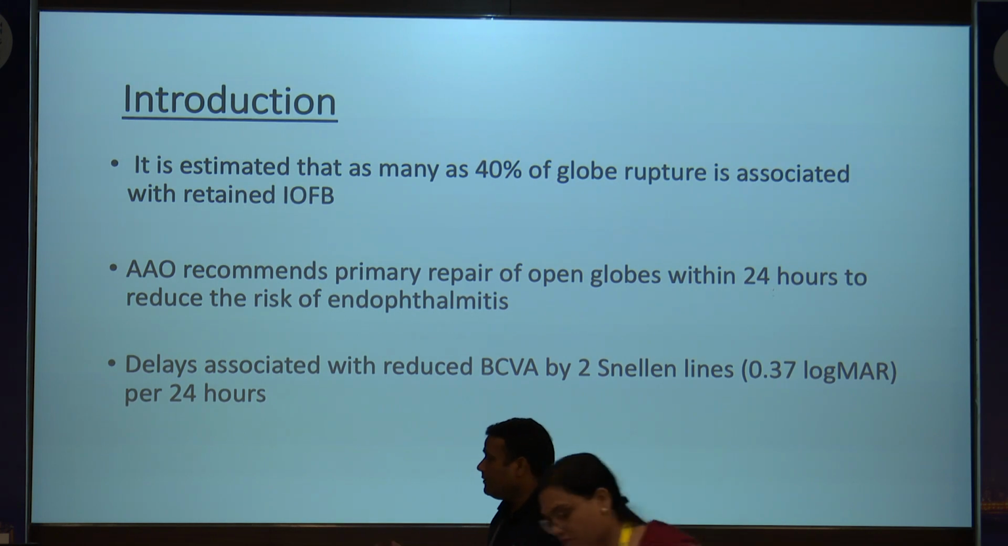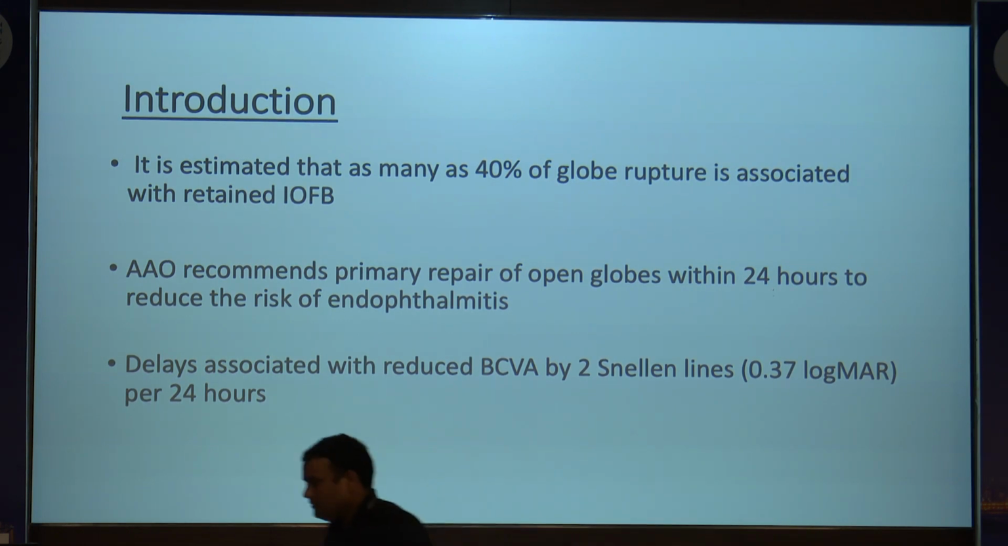Almost 40% of globe ruptures are associated with retained foreign bodies, and the American Academy of Ophthalmology says that within 24 hours you need to repair the open globes to prevent or reduce the risk of endophthalmitis, and any delay by 24 hours causes a drop in vision by 2 lines on the Snellen chart.